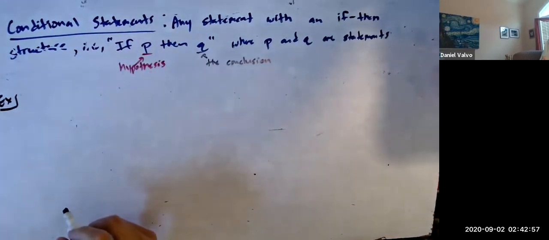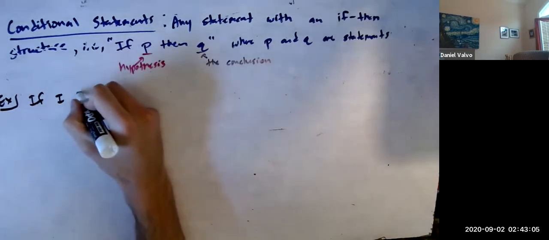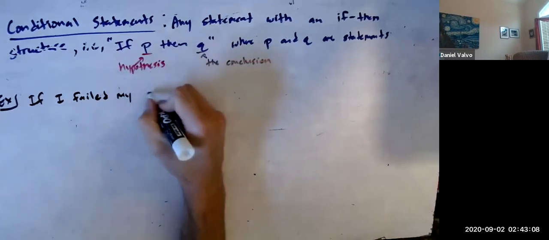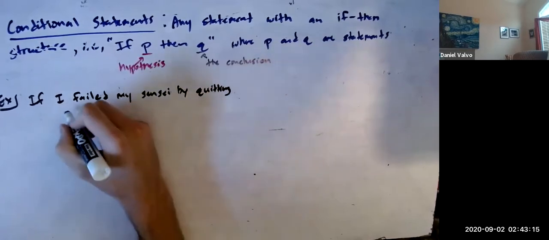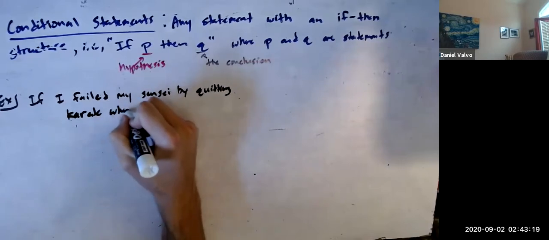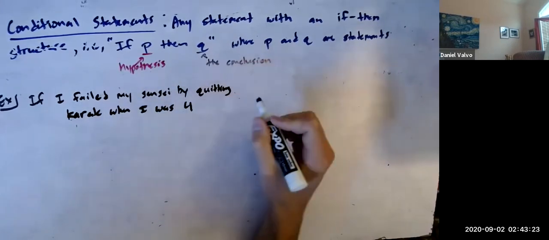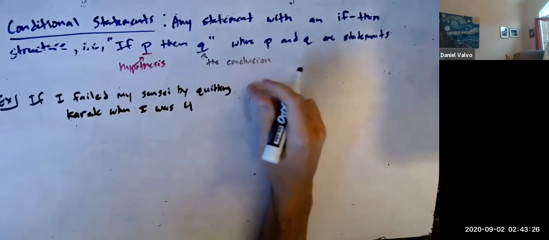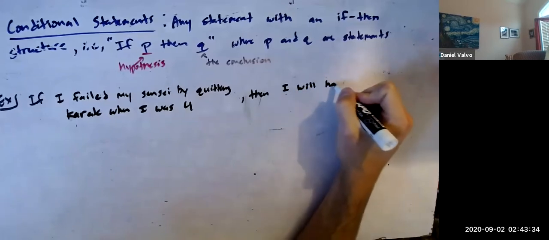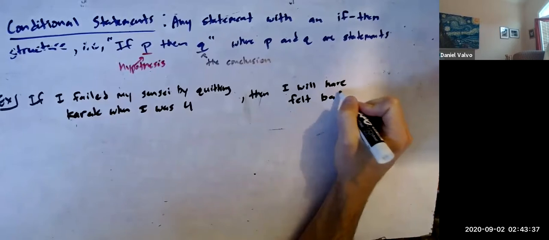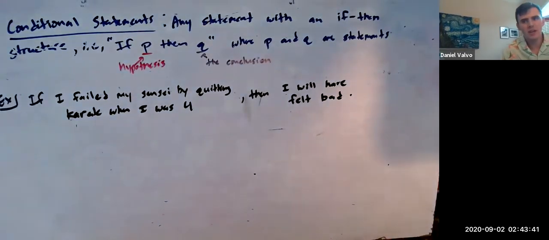An example is: if I failed my sensei by quitting karate when I was 4, then I will have felt bad. So notice if-then also doesn't have to be about things in the future. It can be about things in the past. So I did quit karate when I was 4, and I failed my sensei. He told me not to quit.